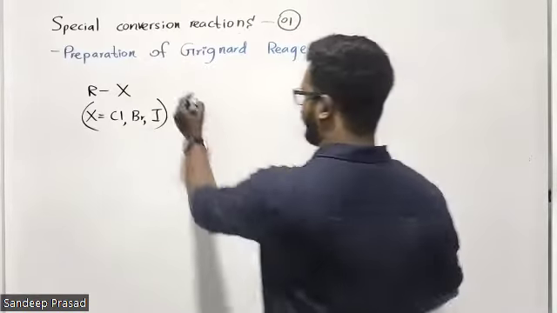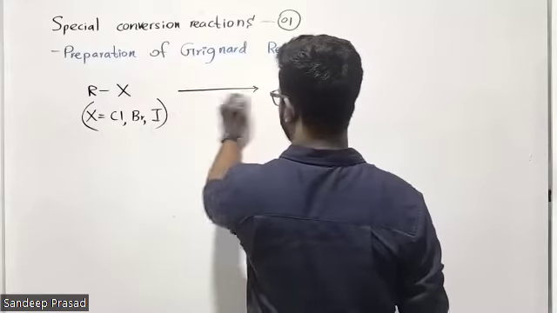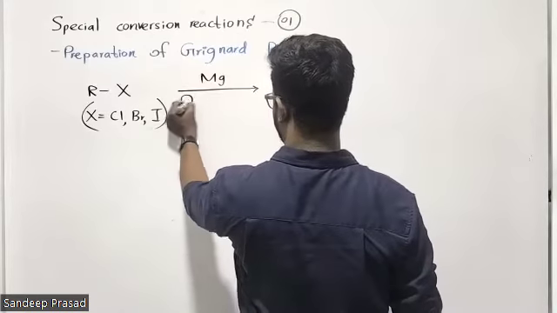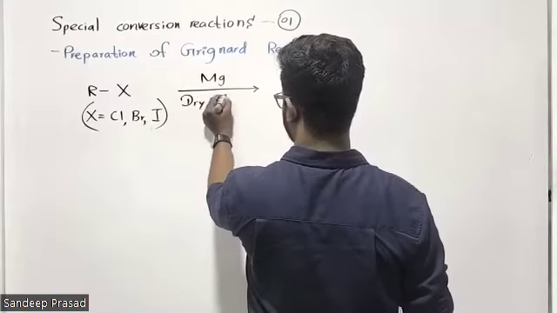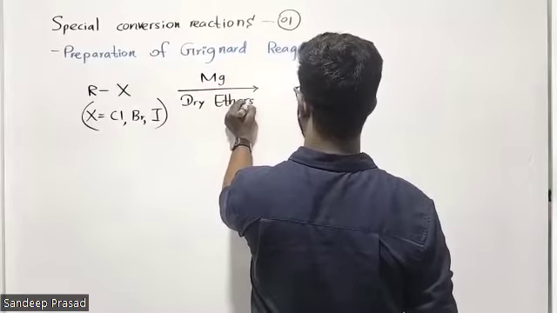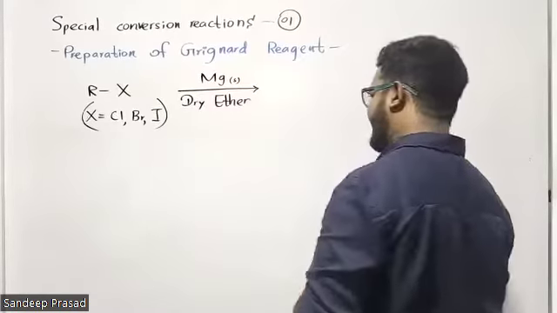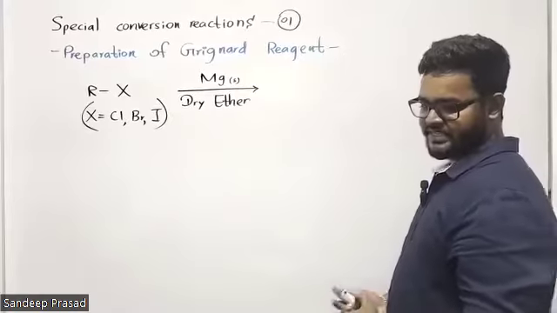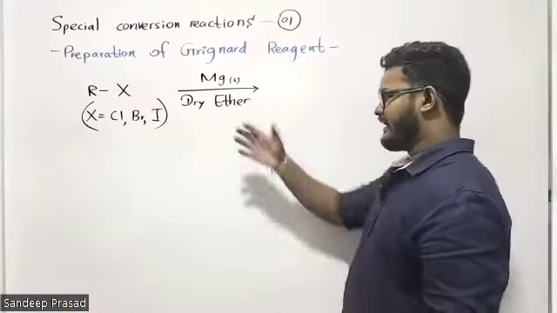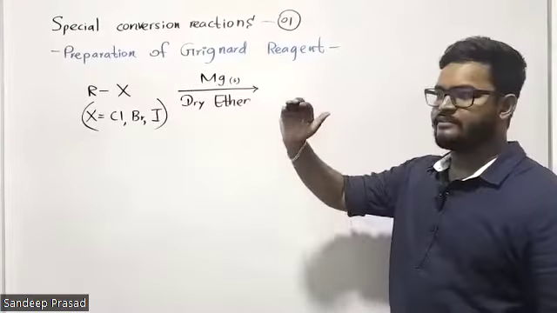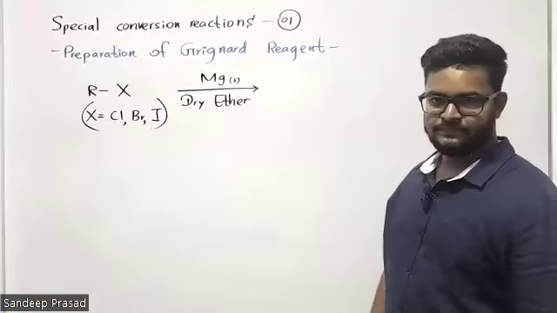Okay, and we are going to add magnesium dry ether, magnesium metal with dry ether. Why are we adding dry ether with the magnesium? Remember, students, magnesium is actually reacting with the atmospheric gases.